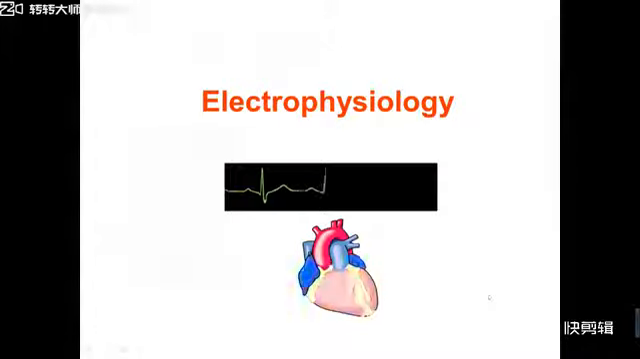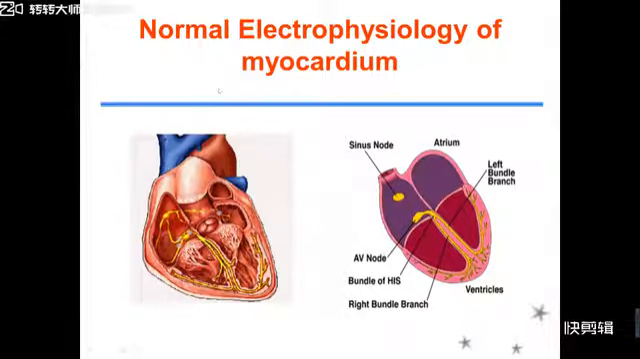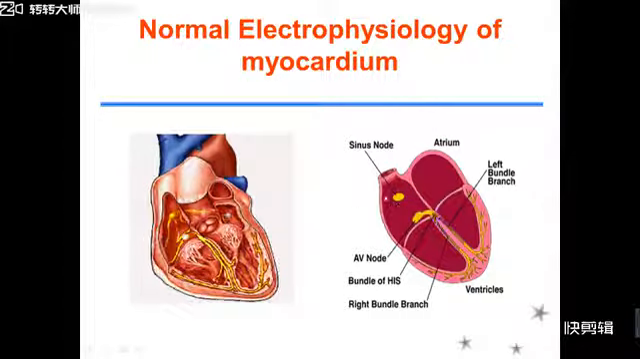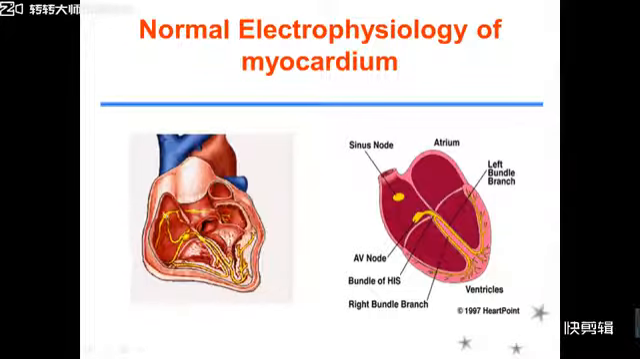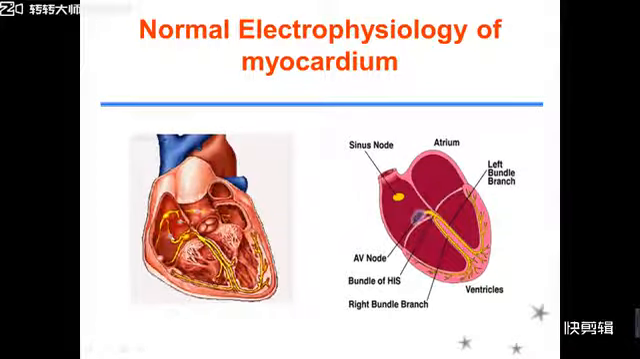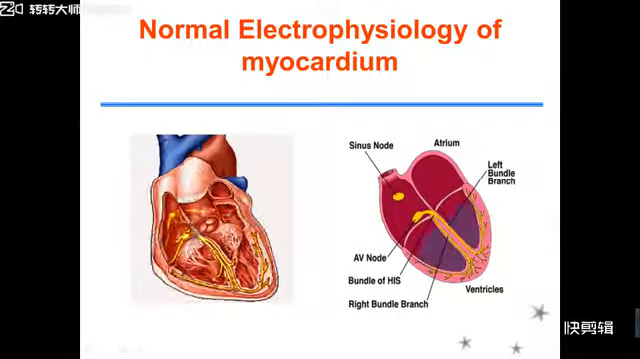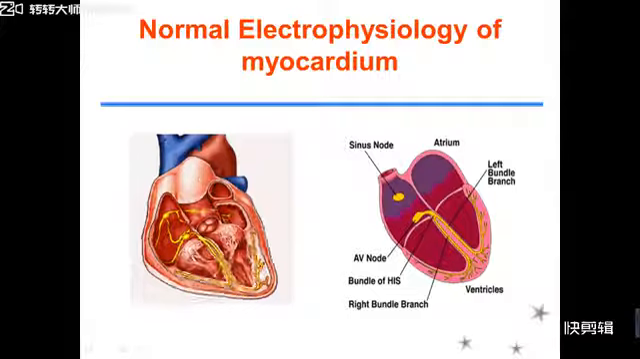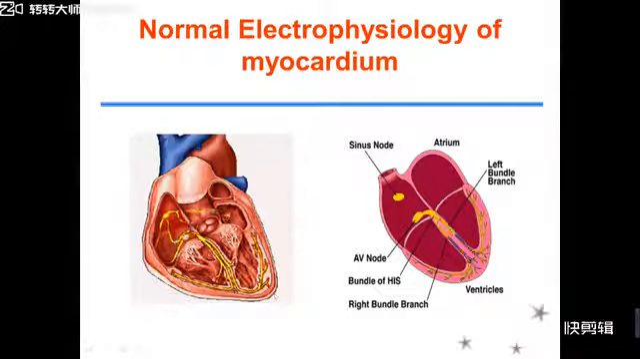Before we study antiarrhythmic drugs, we should review some knowledge we have studied in physiology. Let's review the electrophysiological characteristics of cardiomyocytes. We should know that one heartbeat, one action potential of cardiomyocytes, is formed from here. We call it the sinus node, and then it conducts to the atrioventricular node and ventricular Purkinje fibers. One action potential, one heartbeat.